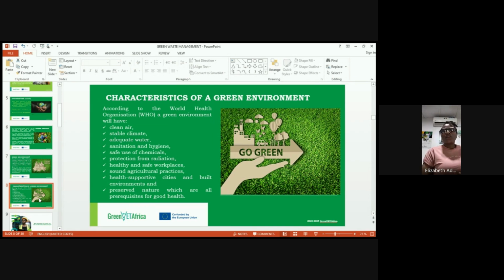So at this point, I would like to ask, how green is our environment? And then I want us to contribute now. Based on the World Health Organization description of a green environment, how green is our environment? So I will need us to contribute before I go forward.